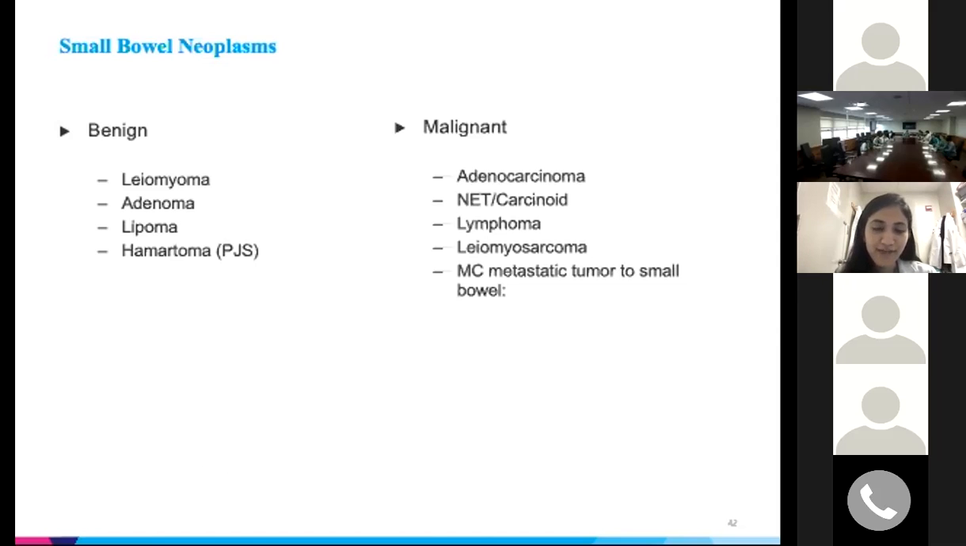I think their microphone might not be working, but like we just said, melanoma is the most common metastatic tumor to the small bowel.